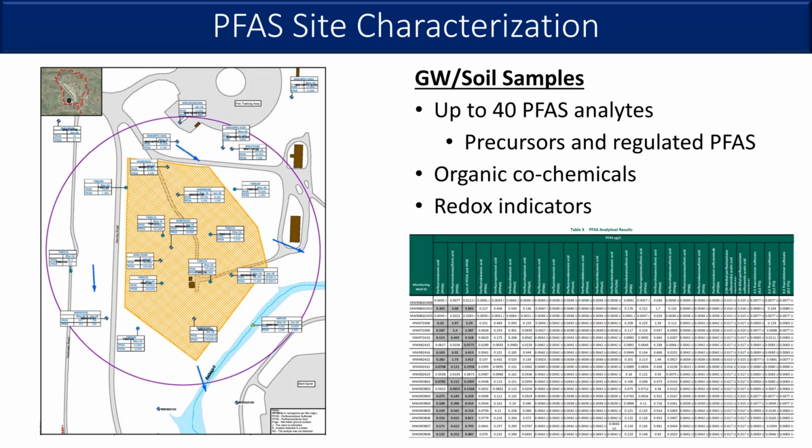So the new days, which is now 2 years later, we've got more regulated PFAS constituents. We've got new analytical methods with up to 40 PFAS analytes per soil or groundwater sample. We're looking more now at precursors and whether they're going to transform to regulated PFAS. We're looking at organic co-chemicals that might be present at sites and affecting PFAS transport. We need to look at redox indicators so we can get a better idea of whether conditions are suitable for precursor degradation to the regulated PFAS. So there's a lot of data we've really got to be able to look at.